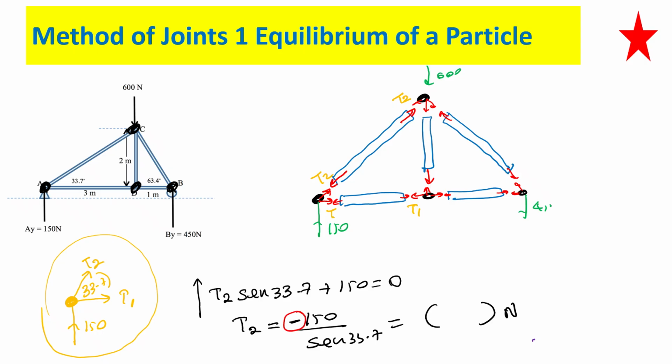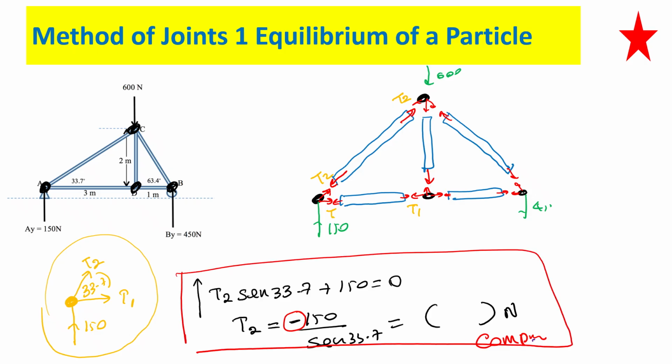What does the negative sign say? I assumed it is in tension, but I got a negative. That means my assumption is wrong. So this member is under compression. Make sense? So I did T2. Can you consider the forces in the x direction here? Find the forces in the x direction. T1 and a component of this is equal to 0. So can you find T1, please?